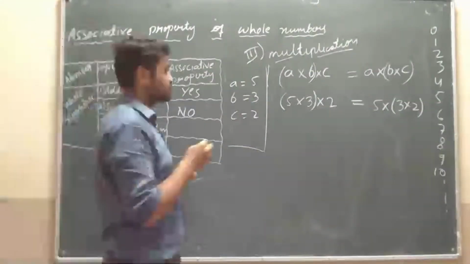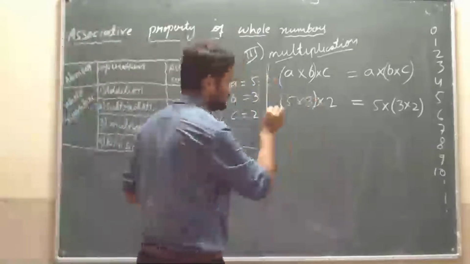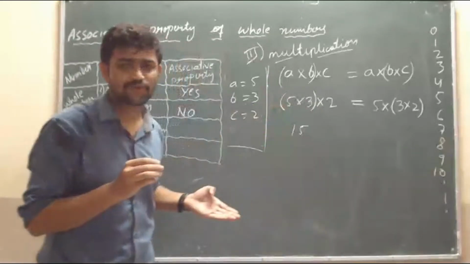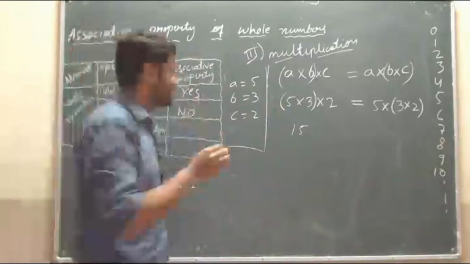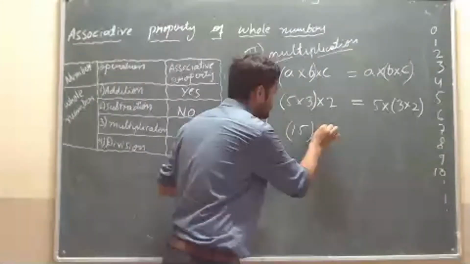Okay. Then we have to solve, continue. 5 3s are 15. First we take the bracket. Yes. 5 3s are.